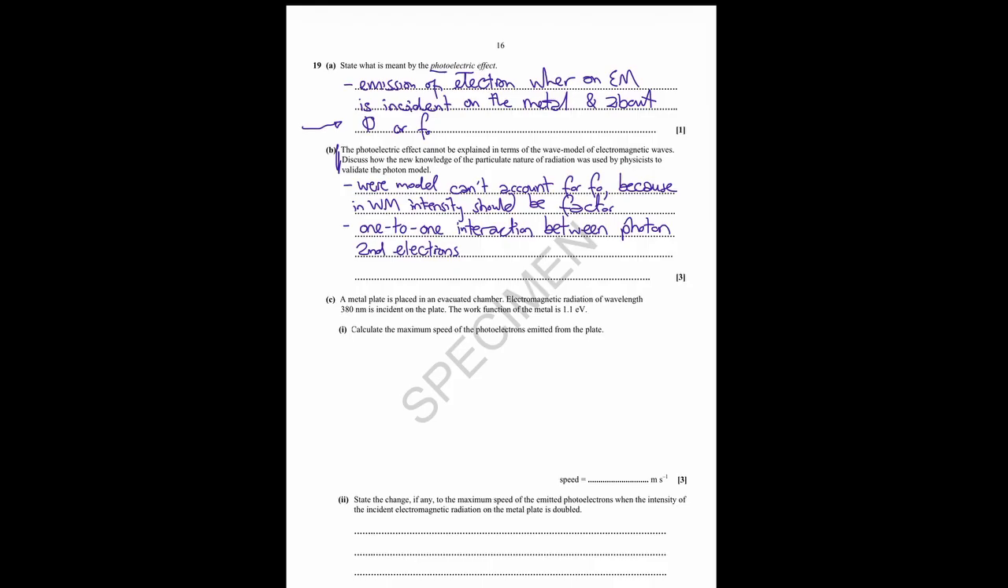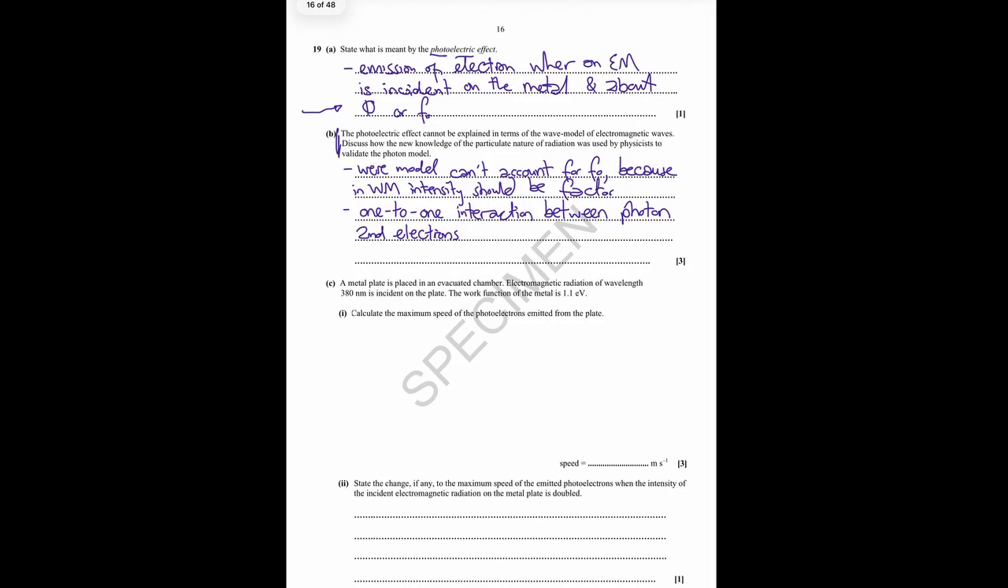The particle nature of radiation is going to be true. So I'm looking for an excuse to say that one-to-one interaction. And then, is there a law, principle, or formula I can use? Yeah, there is. I know that the energy of the photon is equal to the work function plus KE max.